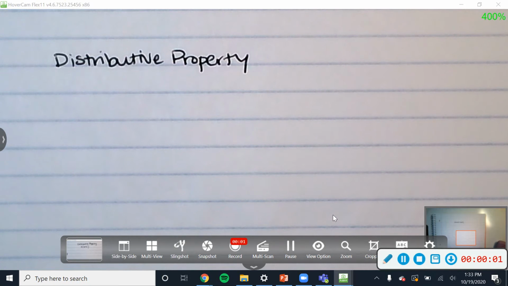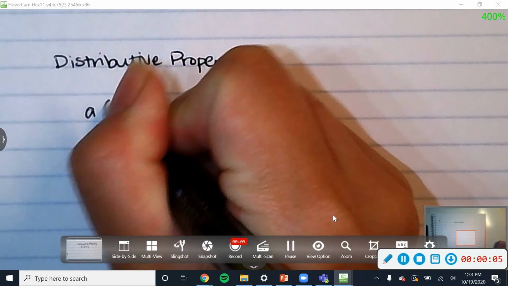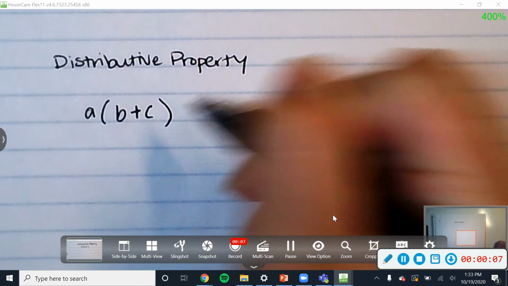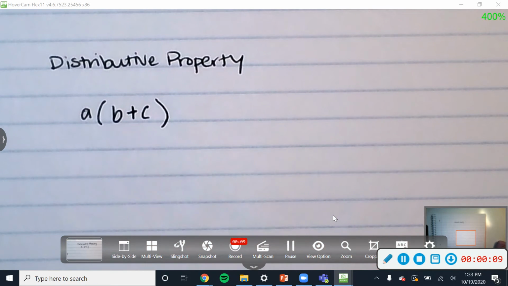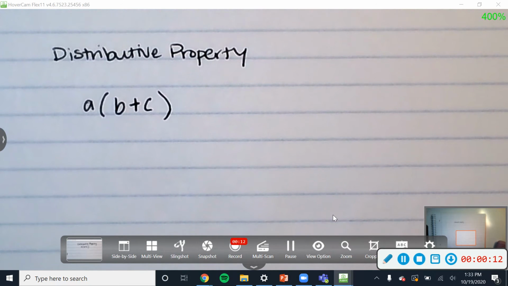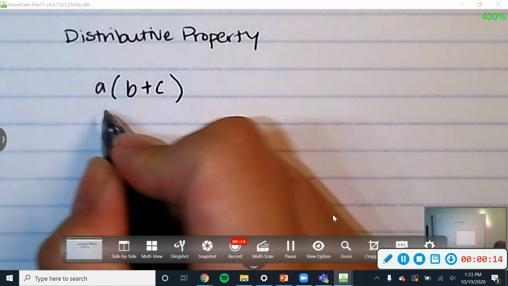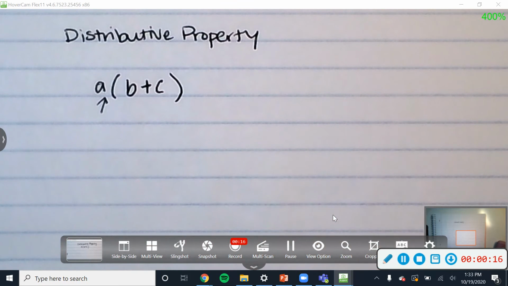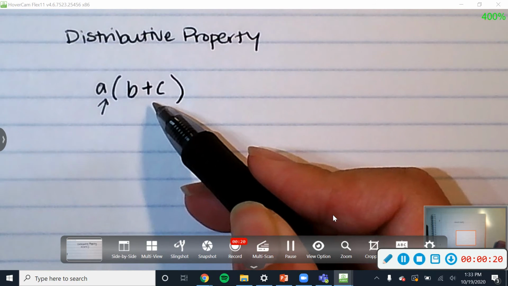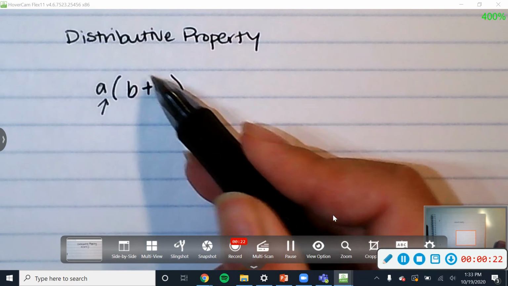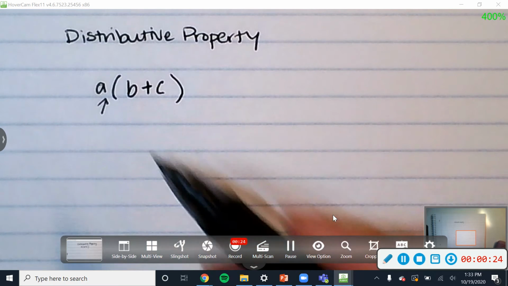Today we're going to be talking about distributive property. Distributive property looks like this. So we have A, parentheses, B plus C, close parentheses. You will always have a number that's on the outside, such as this A, in distributive property, and you'll always either be adding or subtracting two terms on the inside.